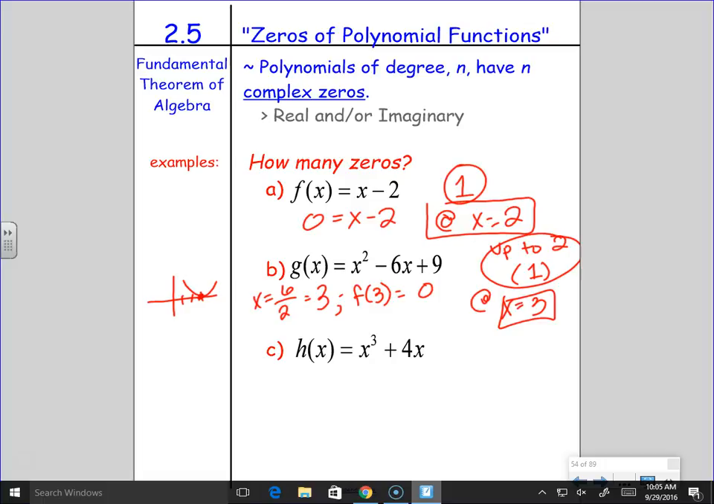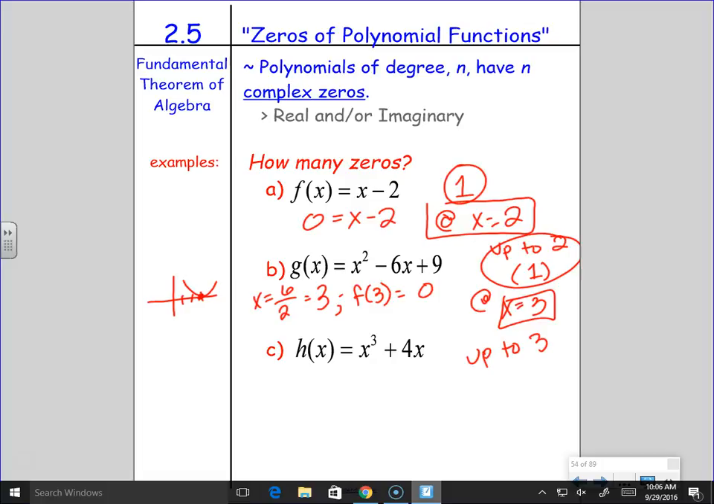Letter C. How many zeros could it have? I'm going to say up to 3. Good question. What does that mean, up to 3? Could it have 0 zeros? No, it has to have a negative coefficient, it has to hit, right? Oh, yeah, no. Sorry. So it's going to have to hit at least once. So it could be 1 or 2 or 3.